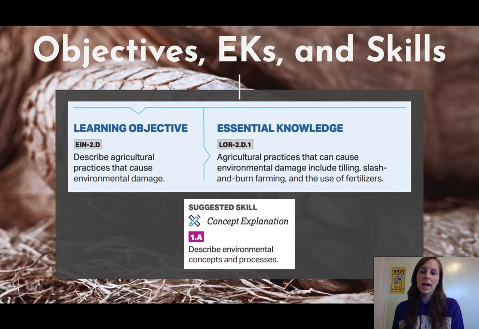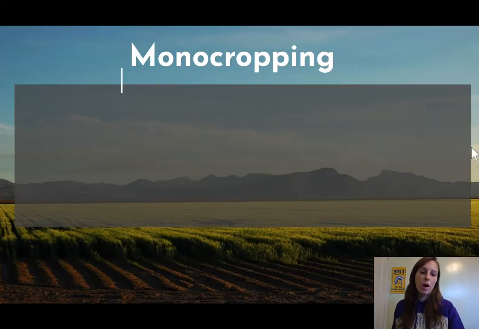So the learning objective for today is that you can describe the agricultural practices that cause environmental harm. You're going to learn about some of the different practices such as tilling, slash and burn farming, the use of fertilizers, and something called monocropping. So we'll start with monocropping.